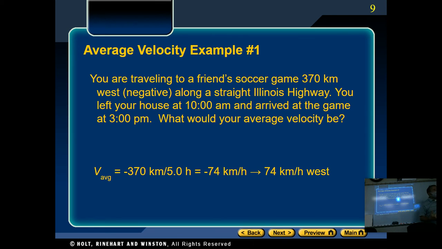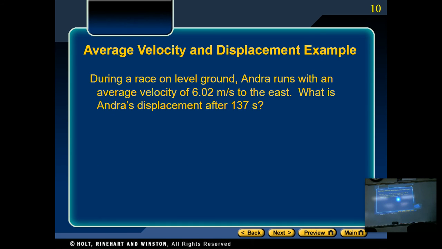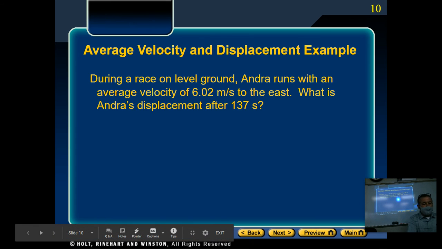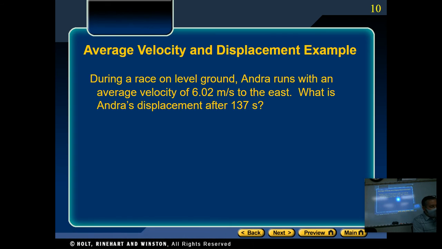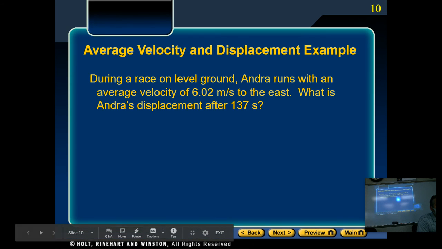Replace it with the direction. So next, we have, circle that, we have Andra, okay? During a race on level ground, Andra runs with an average velocity of 6.02 meters per second to the east. What is Andra's displacement after 137 seconds?